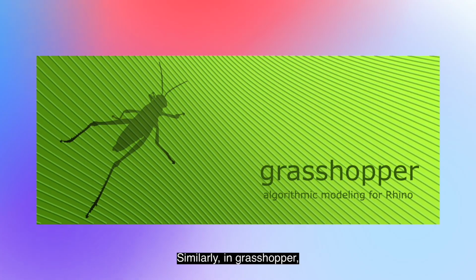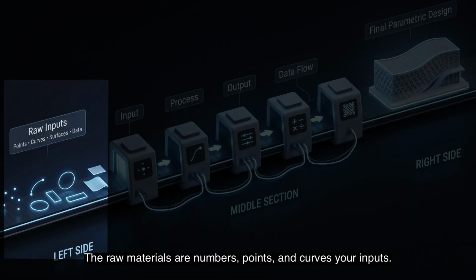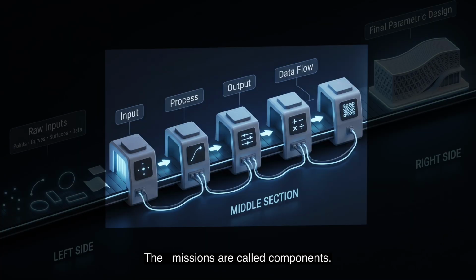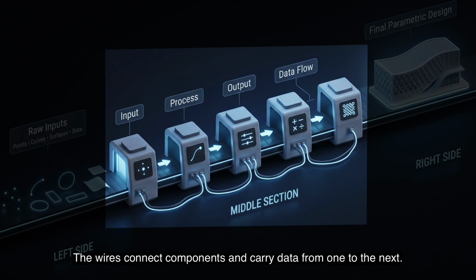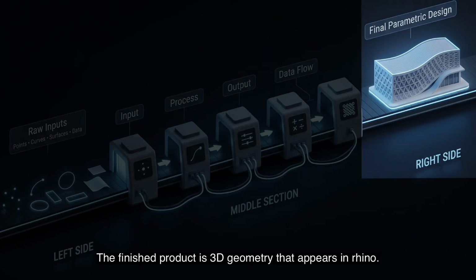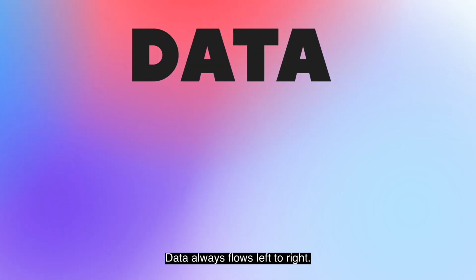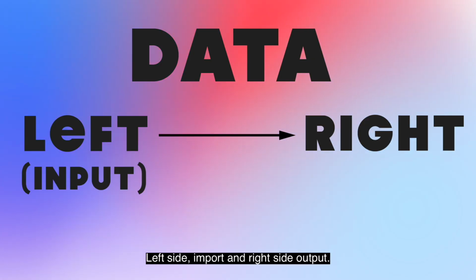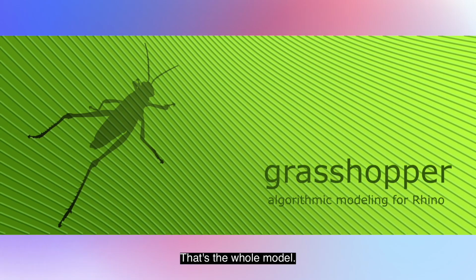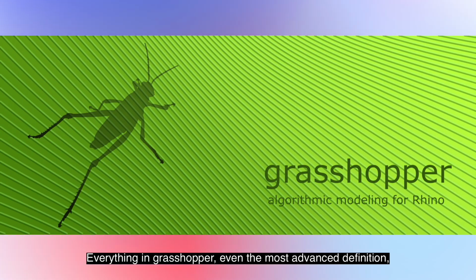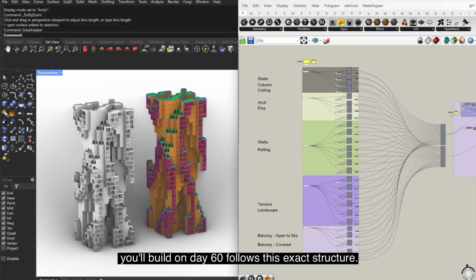Similarly, in Grasshopper, the raw materials are numbers, points, and curves, your inputs. The machines are called components. Each does one thing. The wires connect components and carry data from one to the next. The finished product is 3D geometry that appears in Rhino. Data always flows left to right. Left side input and right side output. That's the whole model. Everything in Grasshopper, even the most advanced definition you'll build on day 60, follows this exact structure.